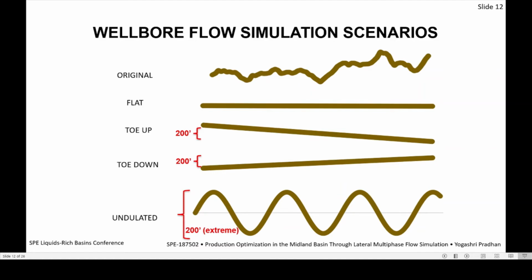We wanted to show you the wellbore flow simulation scenarios. The original wellbore trajectory was relatively undulated but a little bit toe up. Then you had a flat wellbore trajectory, just to normalize the undulation effects and how that impacted EUR. Then we had a toe up scenario where there's a TVD distance of 200 feet, a toe down scenario where there's a TVD distance of 200 feet, and then an undulated scenario where you had 200 feet for the entire amplitude, or not the entire amplitude, the entire height.